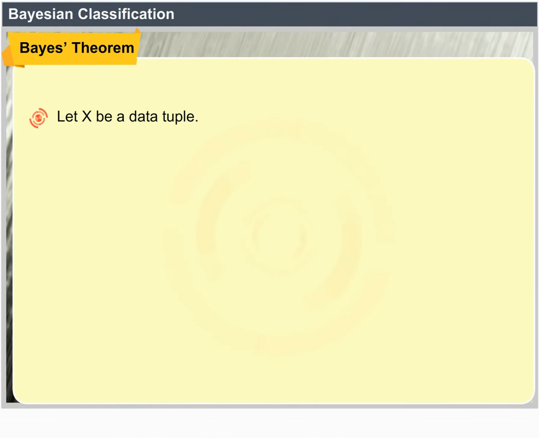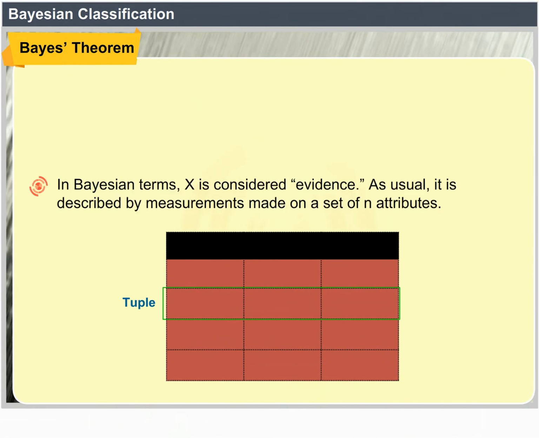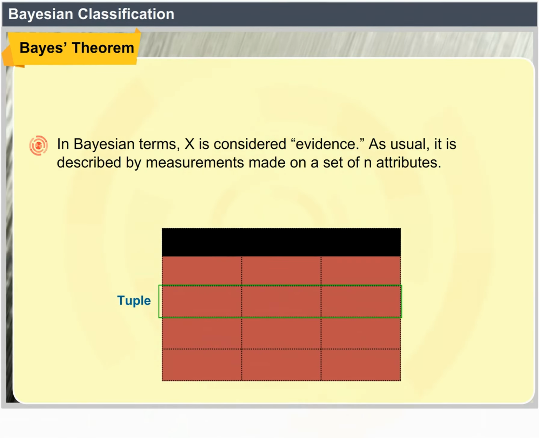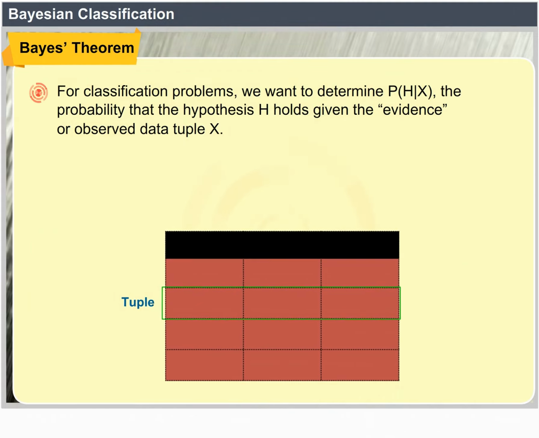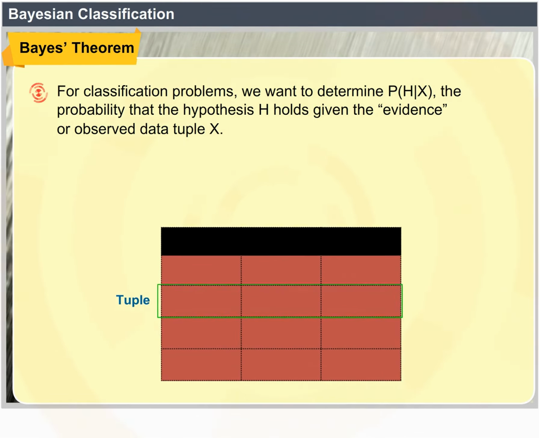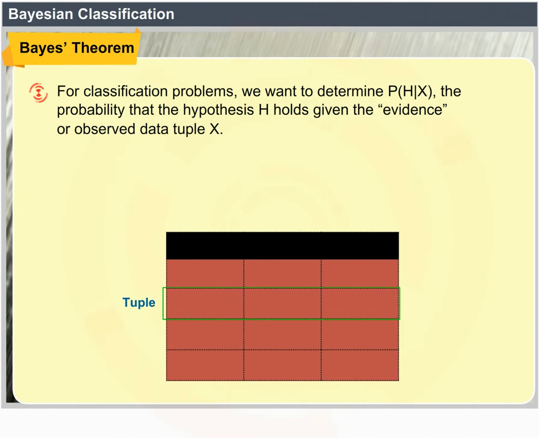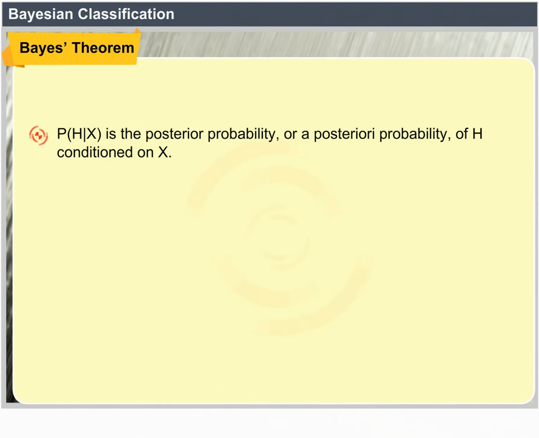Bayes' theorem. Let X be a data tuple. In Bayesian terms, X is considered evidence. As usual, it is described by measurements made on a set of n attributes. Let H be some hypothesis such that the data tuple X belongs to a specified class C. For classification problems, we want to determine P(H|X), the probability that the hypothesis H holds given the evidence or observed data tuple X. P(H|X) is the posterior probability, or a posteriori probability, of H conditioned on X.